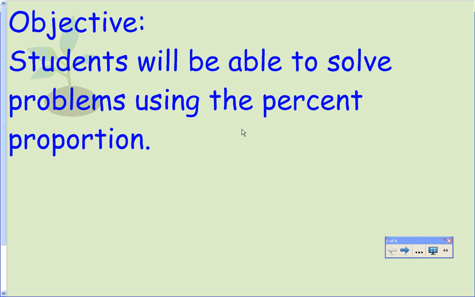All right, the objective of this lesson is that you'll be able to solve problems using the percent proportion, which we talked about in the last lesson. I just didn't call it that. So is over of equals percent over 100 is the percent proportion. We talked about that in the last lesson, so you actually already know it. You just didn't know the name of it.